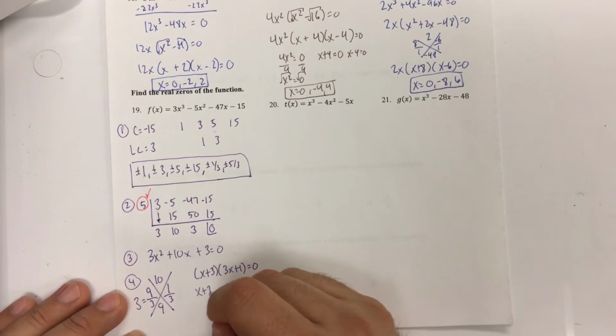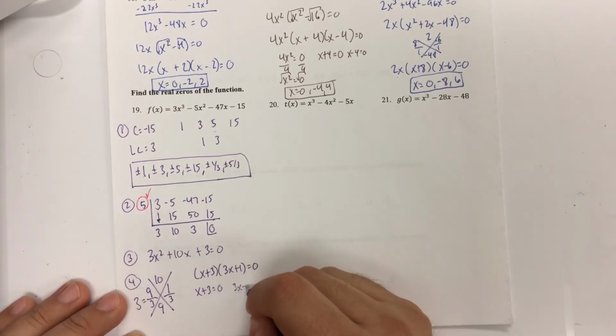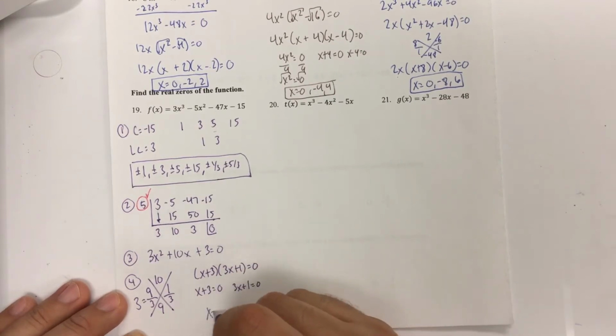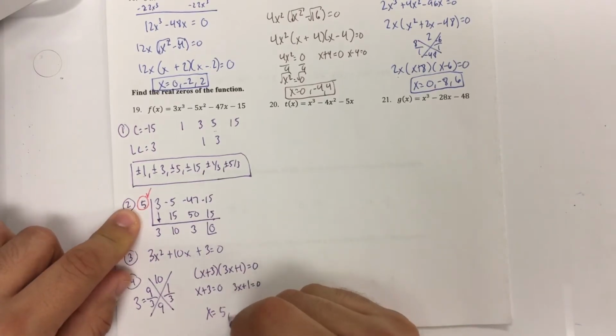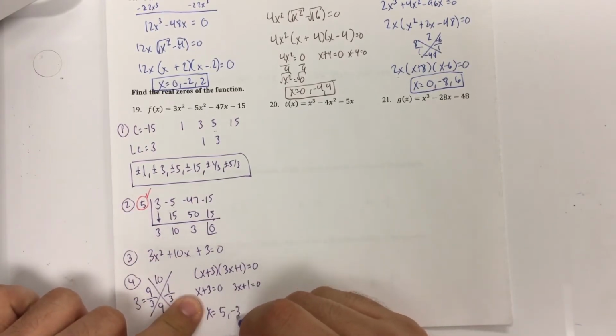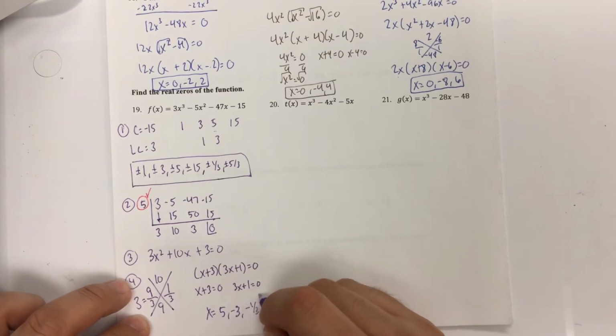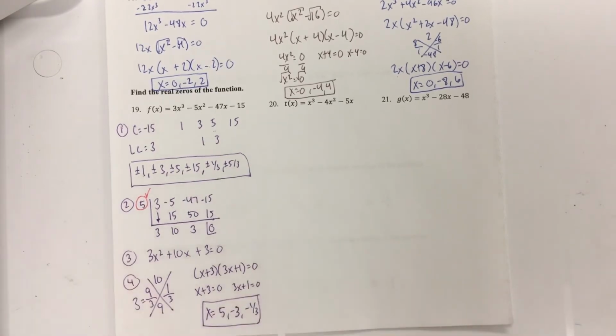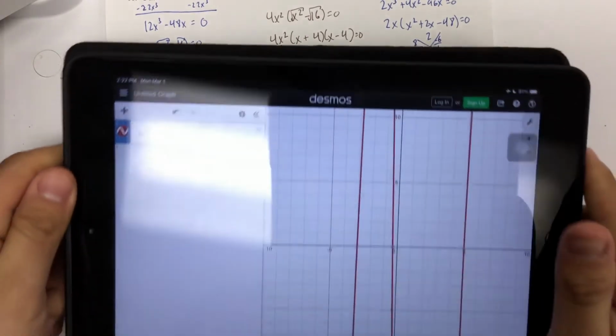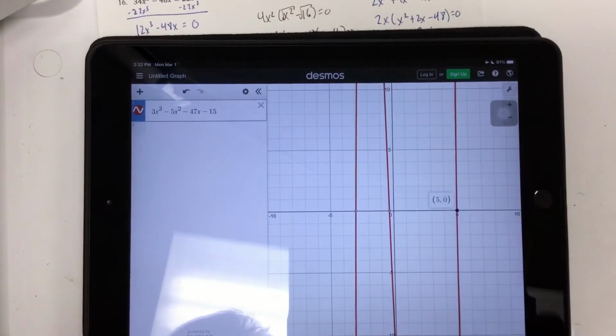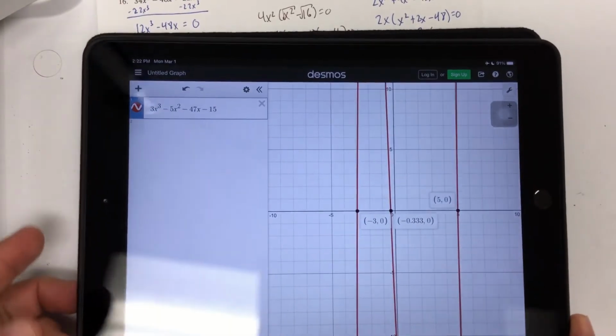So when I set each one equal to 0, these are going to be my solutions here. So x equals, the first one I have is 5. This will become negative 3, and this will be negative 1/3. All right. And if you want to verify your answers, once again, this is verifying. 5, negative 3, negative 1/3. 5, negative 3, negative 0.333 is negative 1/3.